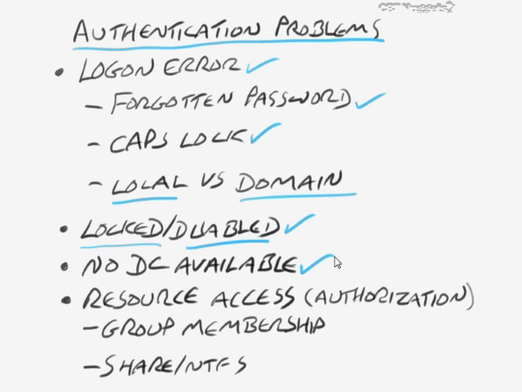Now, when the user does log on, they may continue to have problems accessing resources. So if they have resource access problems, this is actually known as authorization. You see, authentication is when we prove who we say we are, whether it's through biometrics, like an optical scanner, fingerprint scanner, or just a conventional username and password, or a smart card, those sorts of things. When we prove who we say we are, we have been authenticated.